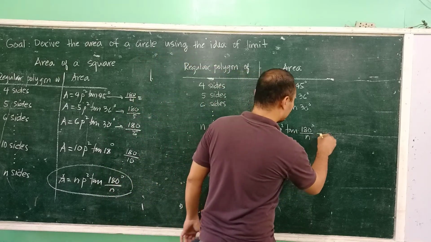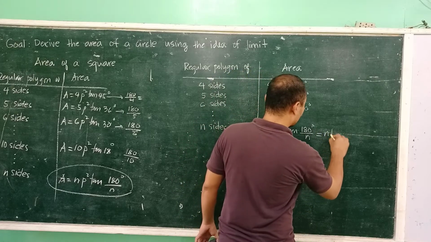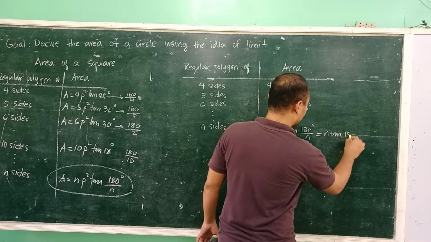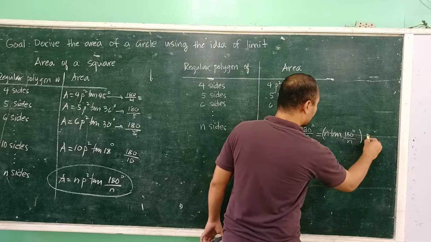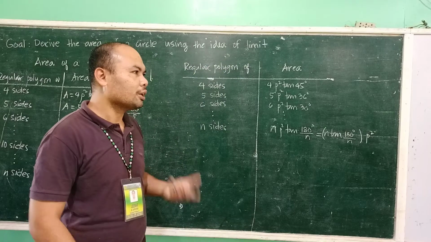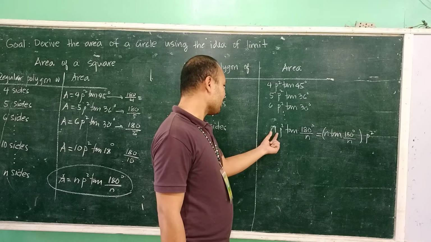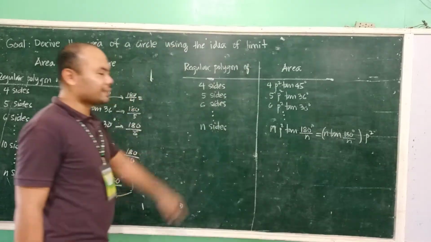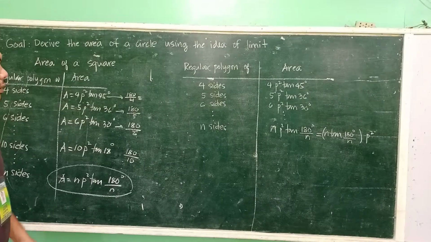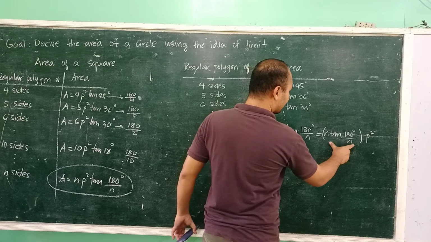Or we can rewrite this. That is the same as n tangent 180 degrees over n, then I multiply by p squared. We can do that by the commutative property of multiplication. So I'll just rewrite them together: n tangent 180 degrees over n, and I'll just write p squared here. The equation does not change by the commutativity of multiplication.